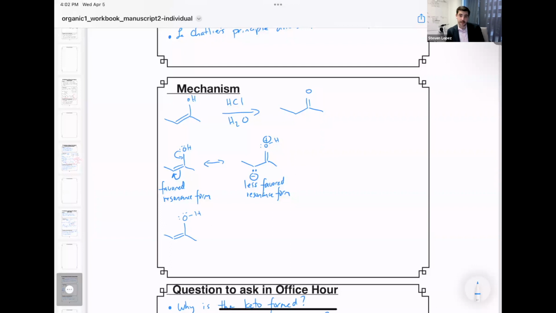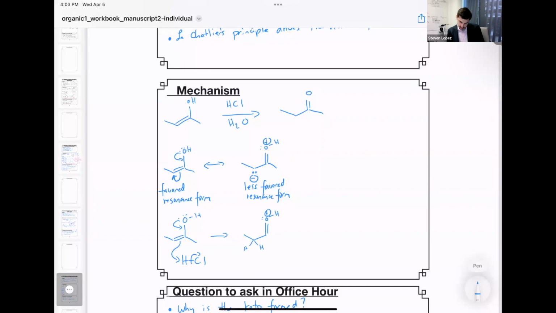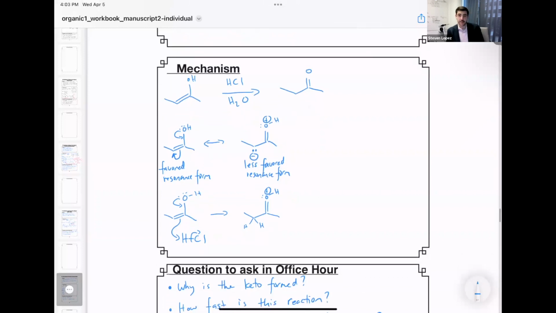So if we use the electrons here on oxygen to reform this carbon-oxygen double bond and use the pi bond itself to deprotonate hydrochloric acid, then we have a compound that looks like this. We've added a hydrogen to that nucleophilic carbon, right? And we have now a protonated carbonyl.